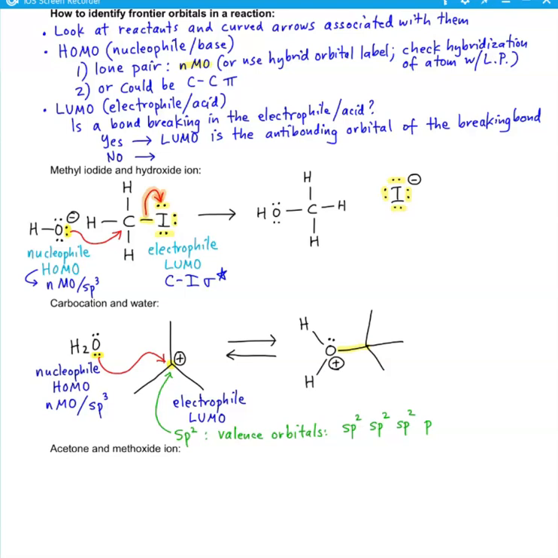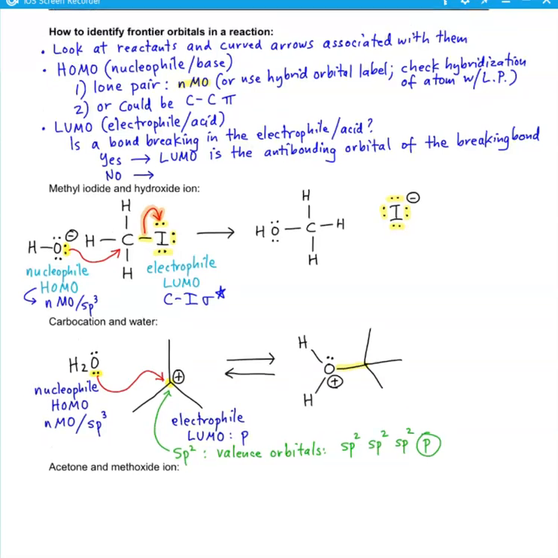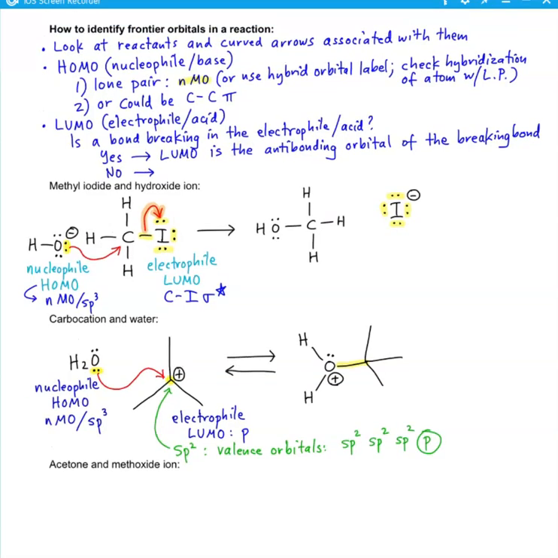talked about previously. The three sp2 orbitals are being used to make the bonds between the carbon that has the plus and the other three carbons. That leaves the p orbital. The p orbital has nothing in it. It's empty. So in this case, the LUMO is an empty p orbital. And so we can fill that detail in up above, that if there is no bond breaking in the electrophile or the acid, what that's telling us is that the LUMO is an empty p orbital.